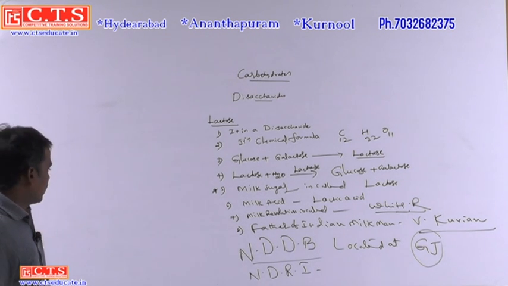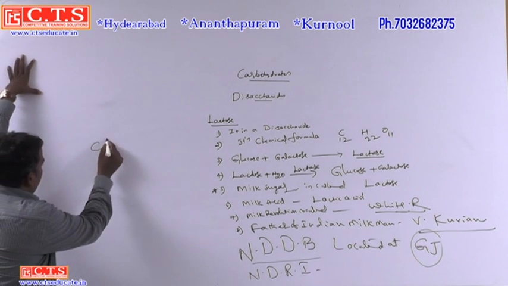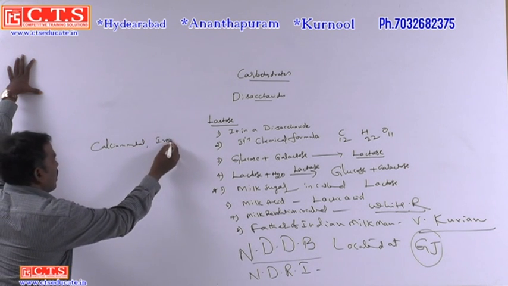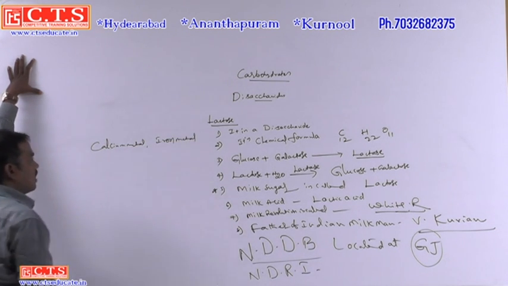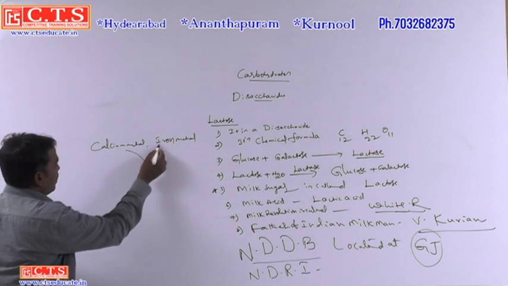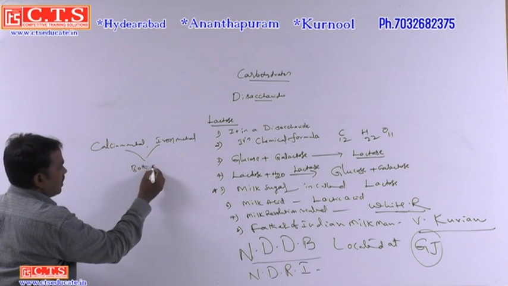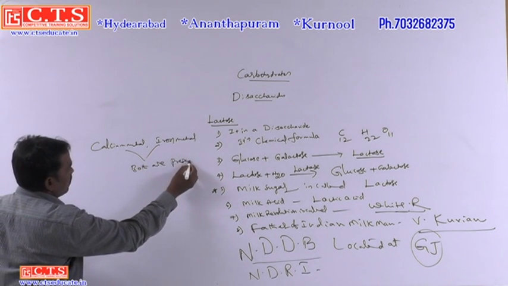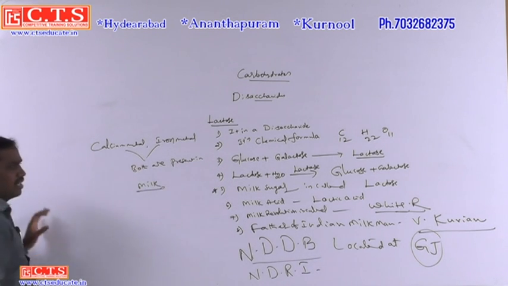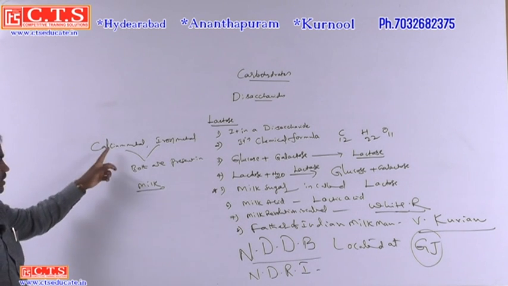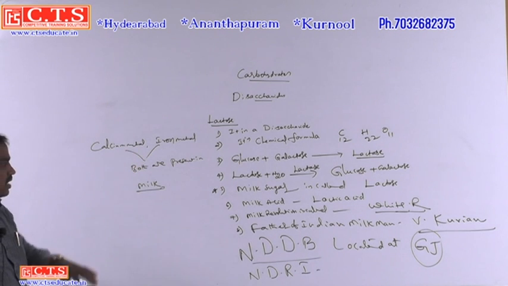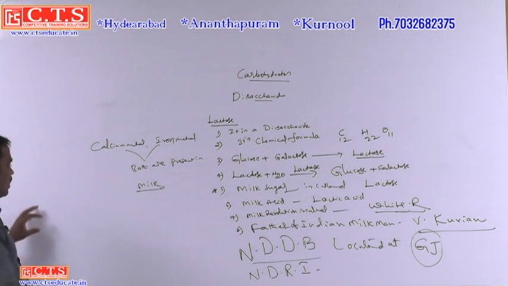Next one is calcium metal, iron metal. Both are present in milk. Calcium metal, iron metal, both are present in milk.